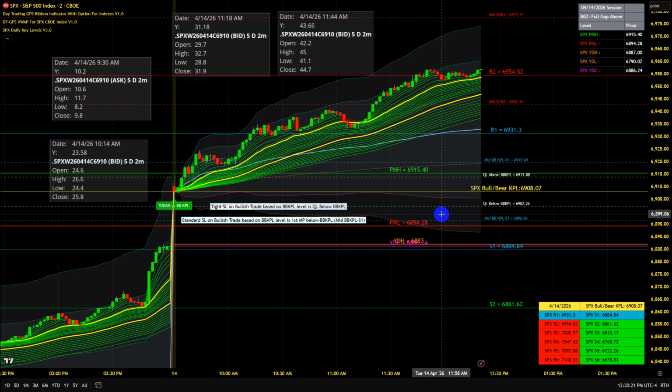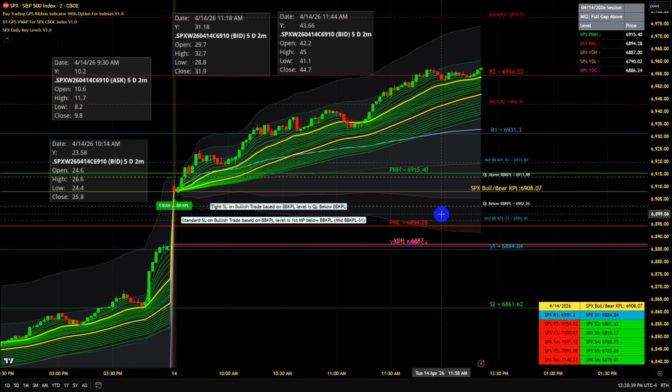And then we have our two newest indicators, which we just released yesterday. One is the DT-GPS Vwap for SPX CBOE, and the other is the day trading GPS ribbon indicator with an option for indexes.